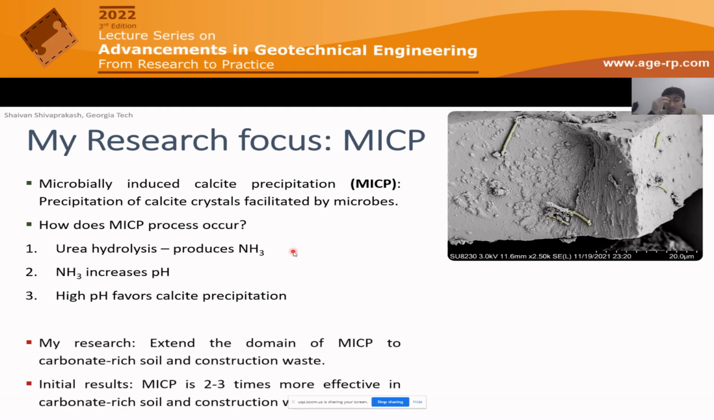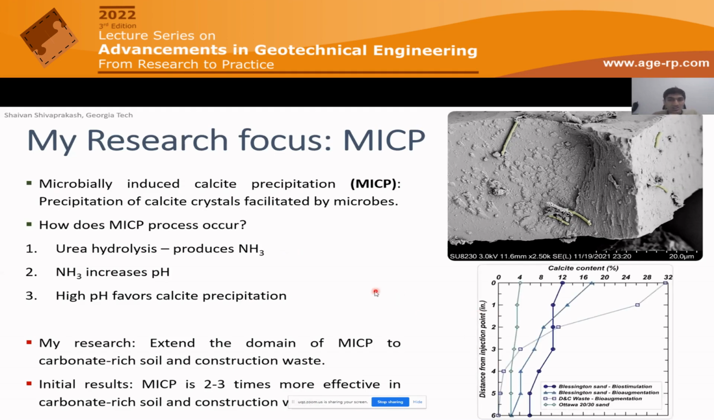The objective of my research is to extend the domain of MICP to carbonate-rich soil and construction waste. I'll briefly talk about my initial results. We have performed column experiments and we have found that MICP is at least 2 to 3 times more effective in carbonate-rich soil and construction waste.